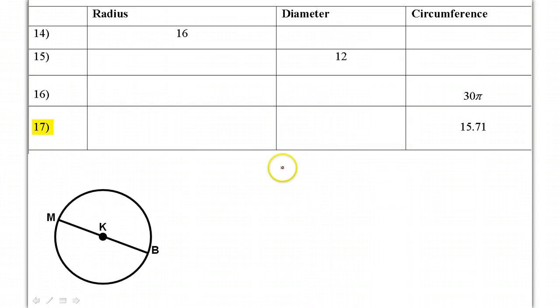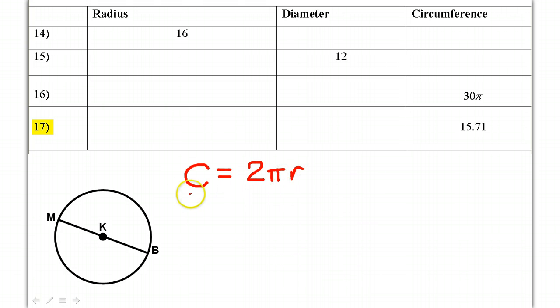Alright, for number 17, again we are given the circumference. So the circumference is 15.71. So we better start off with a circumference formula. Circumference, let's see, last time I started with pi times diameter. Just for the sake of variety, this time I'll start off with the formula 2 pi times radius.